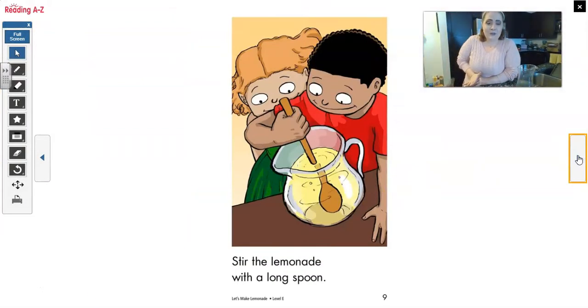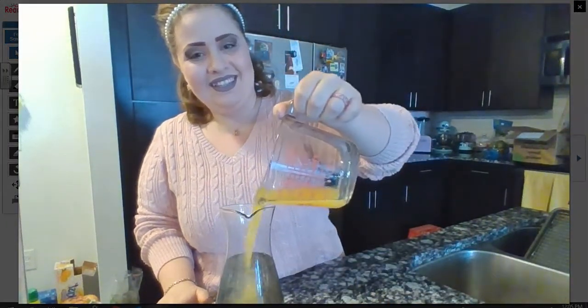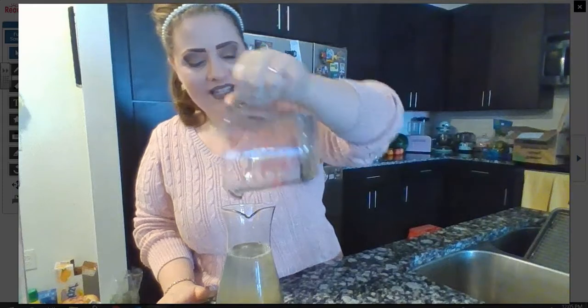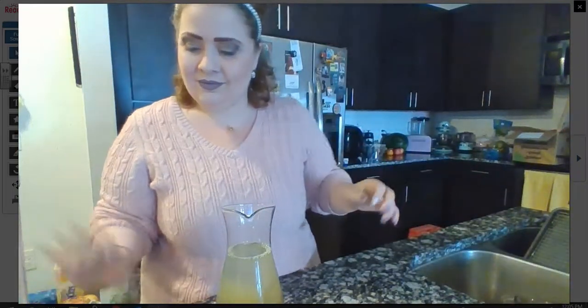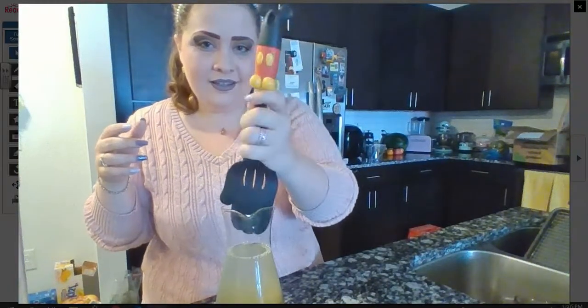Stir the lemonade with a long spoon. Okay, so we are going to take our lemon juice and add it to our hot water, or I'm sorry, cold water. We're mixing the juice in. And then I don't have a spoon, so I'm going to, oh, that doesn't fit.